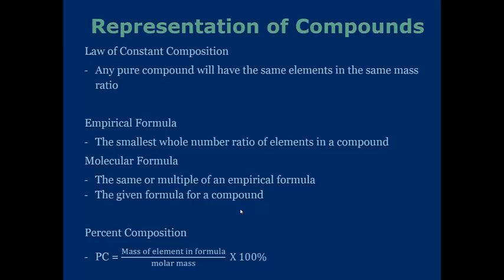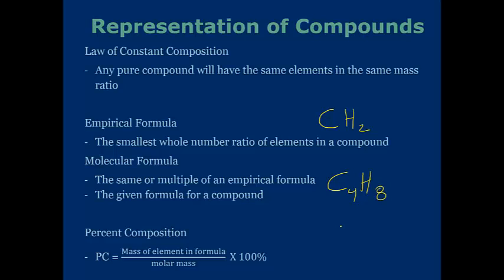There are different ways to represent compounds, and this is based on the law of constant composition, which simply states that any pure compound is going to have the same elements in the same ratio. The empirical formula is the smallest whole number ratio of elements in a compound, whereas the molecular formula is the same or multiple of an empirical formula. This is the given formula for a compound. So for example, if I were to have C4H8, this would be a molecular formula, but if I were to reduce this to an empirical formula, this would simply be CH2, because this is in a 2-to-1 ratio.